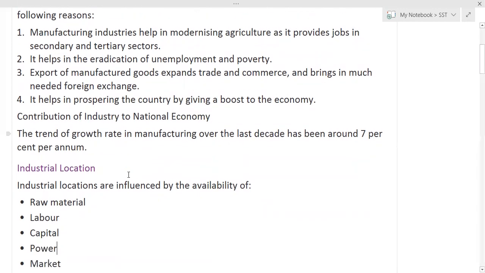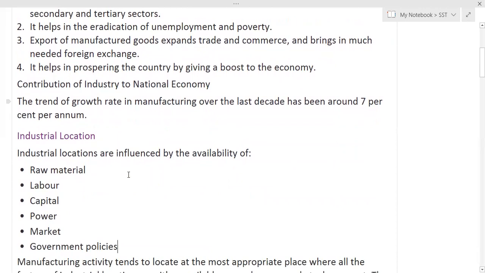Industrial location. So how do we set up an industry? What things must be kept in mind for setting up industries? Industrial location is influenced by availability of: raw material, so choose a place where raw material can easily be available. Labor, which could easily be available, like near a city or town from where they could travel to the industries. Capital, power, market, government policy. These are things you must be knowing. It's a simple thing. Hope you guys know. These are the things to keep in mind while setting up our industries.